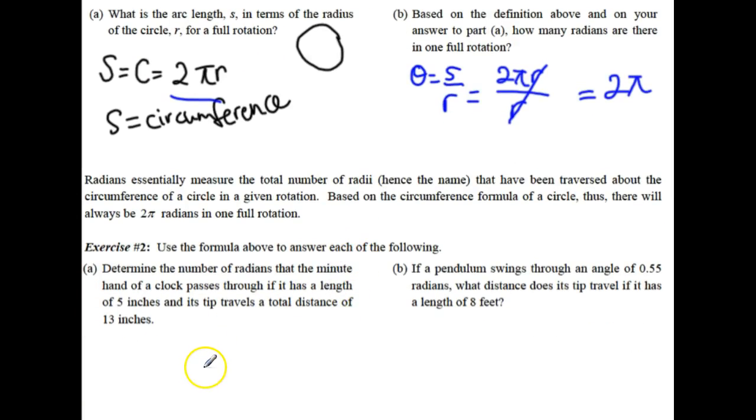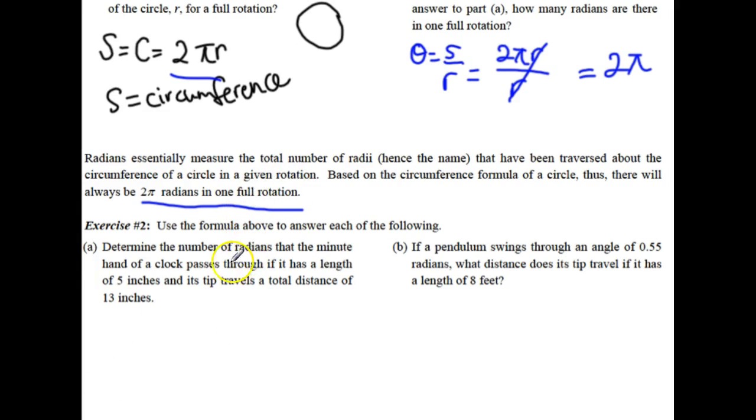So radians essentially measure the total number of radii that have been traversed along the circumference of a circle, hence the name. Based on the circumference of a circle, there will always be 2 pi radians in a full rotation. This is what we need to remember. There will always be 2 pi radians in a full rotation.